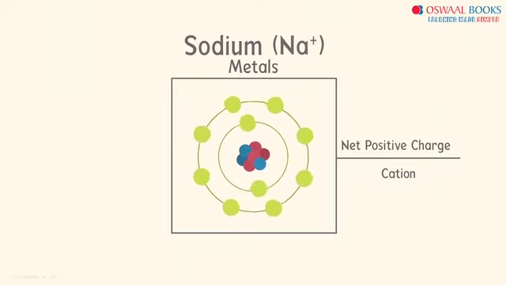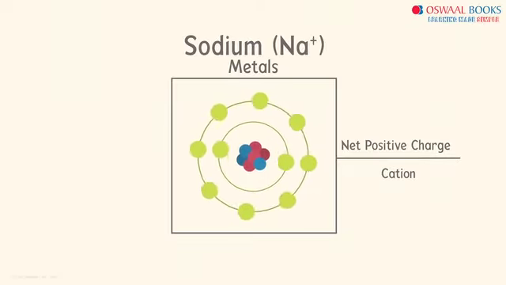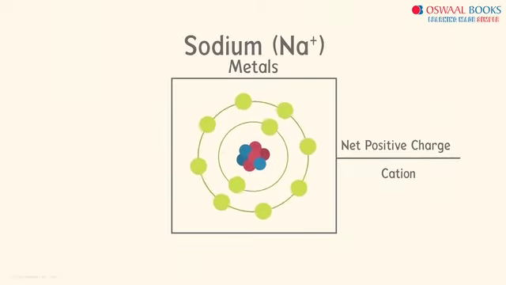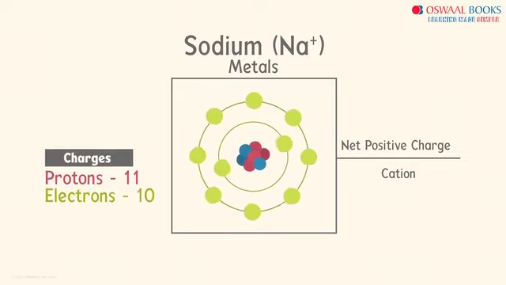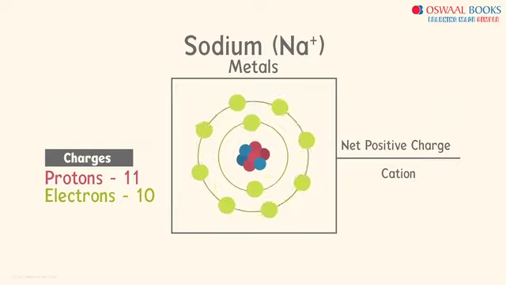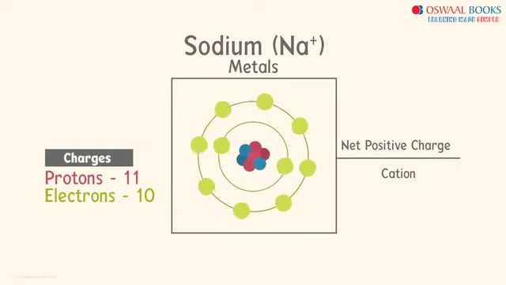Now when it loses the electron, there is a net positive charge which gives us a sodium cation, Na+. Can you guess why? It's because the nucleus will still have 11 protons, but the number of electrons will become 10. Hence, there's a net positive charge.